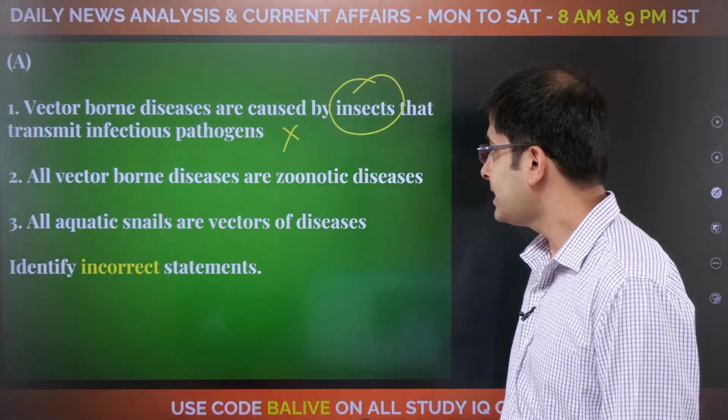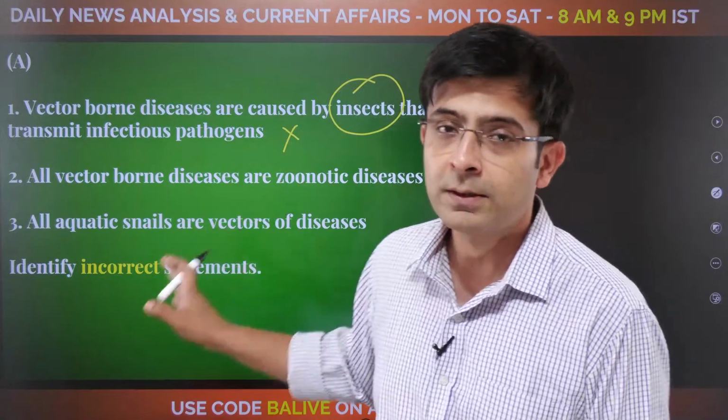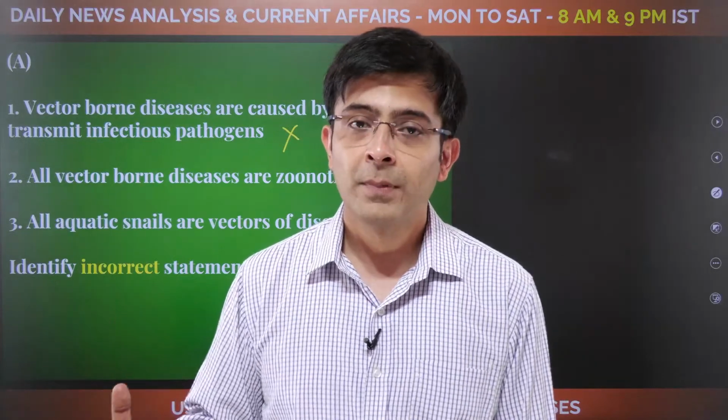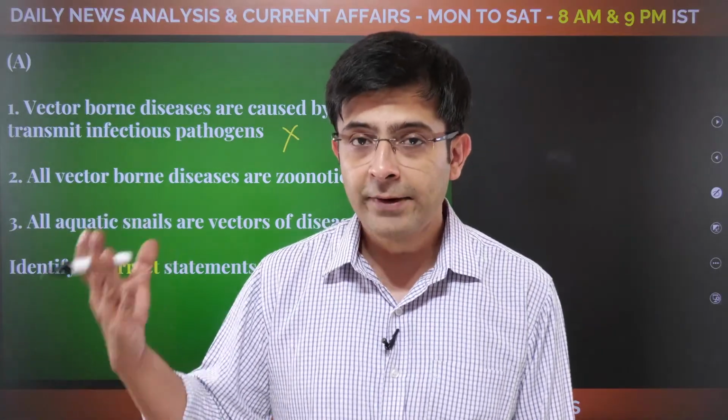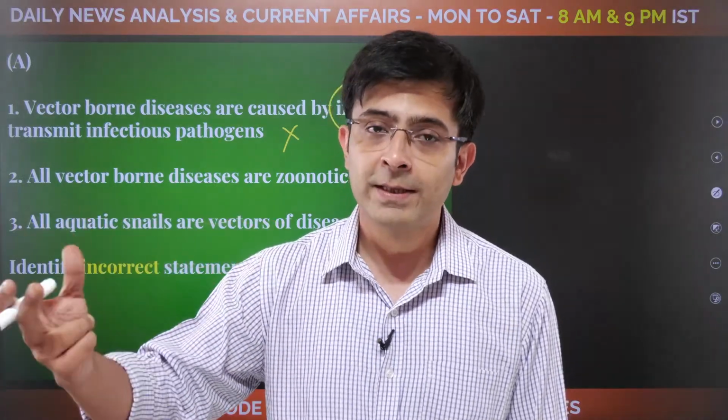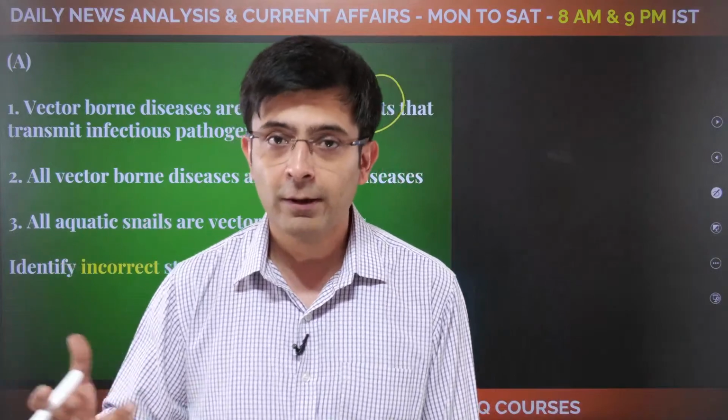All vector-borne diseases are zoonotic diseases. Now the understanding here, a zoonotic disease is something that you get when you come in contact with the blood or the saliva or any sort of fluid. Vector-borne diseases are transmitted to you by an agent, and that disease is caused by a particular pathogen. So it could be a virus, a bacteria, or a parasite.